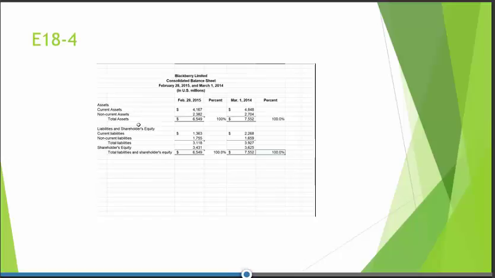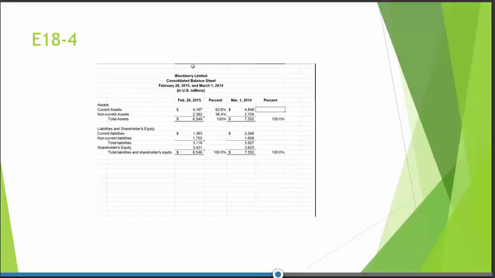So for example, when we want to figure out the percentage of current assets to the total assets, we take 4,167 divided by the total assets, which is 6,549. So of our total assets, current assets make up 63.6% of that balance, which means they have to add up to 100%. Our non-current will equal 36.4, which we get by taking 2,382 divided by our base, our total asset amount, which is 6,549.